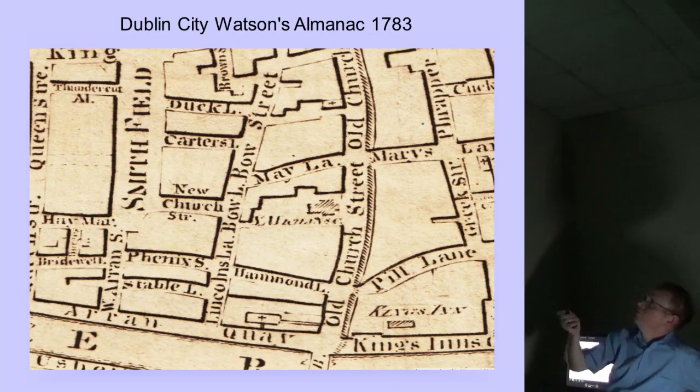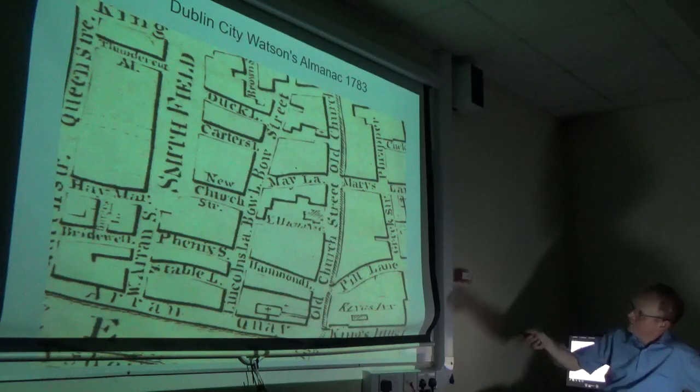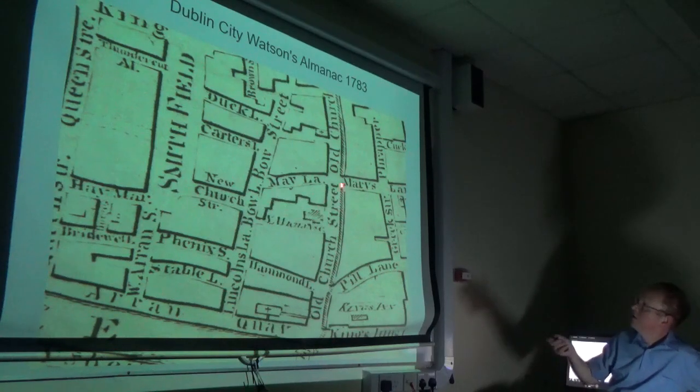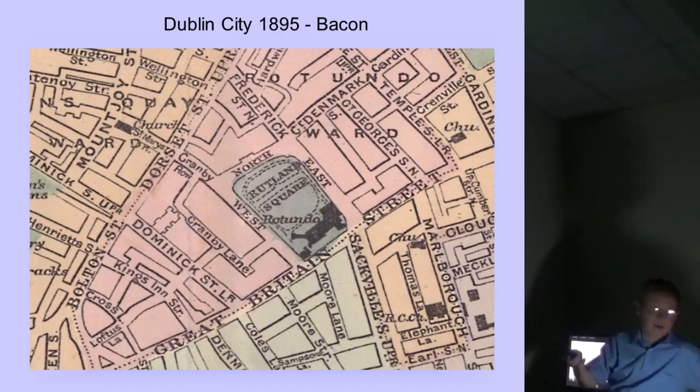That's from Watson's Almanac 1783. And it's not as good quality as the Thom's 1848 map, but it's readable. So you've Hammond Lane and all the rest of it. And I think that indicates a river. Looks like it does. Yeah, there is a little river that comes down there.